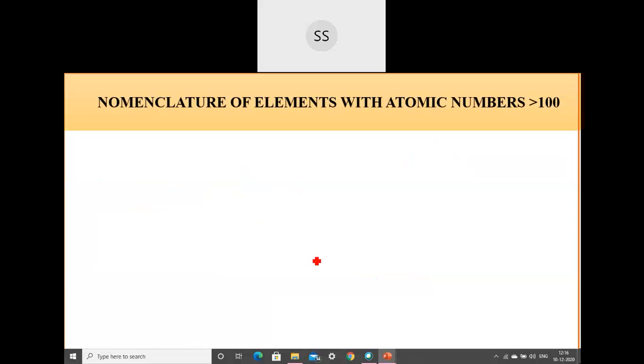Yes, next is the nomenclature of elements with atomic number more than 100. So you need to write down the atomic number. When they give you the atomic number, you may have to write the names for it. Okay, so let me start. This you need to remember, you need to memorize this, so that you will be able to write the element.